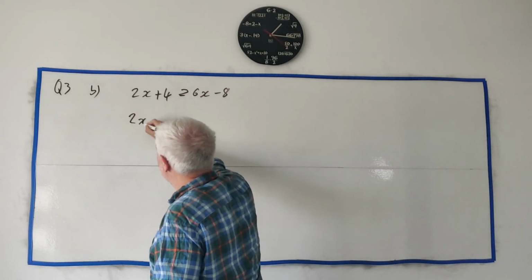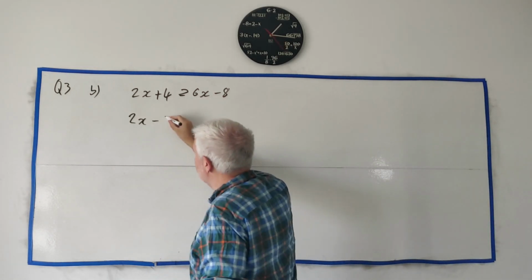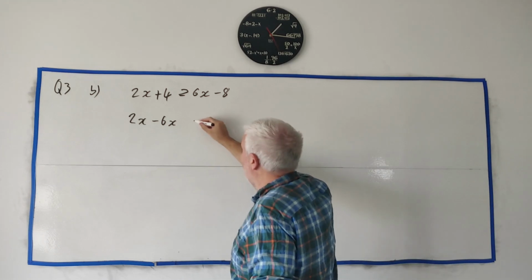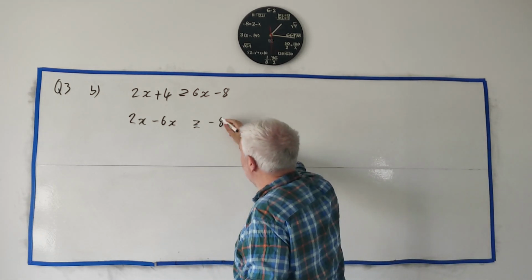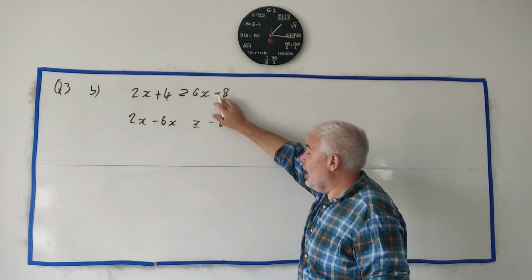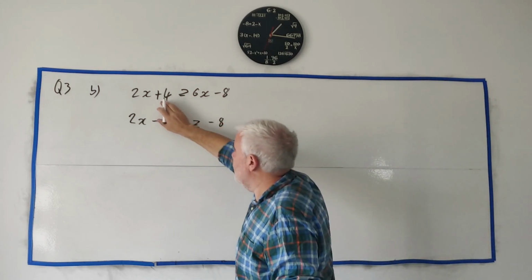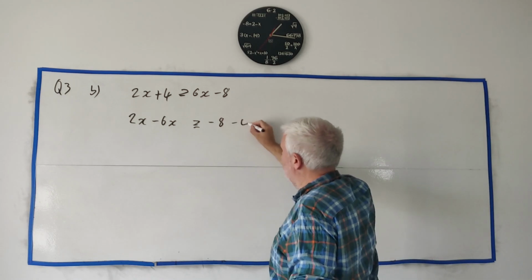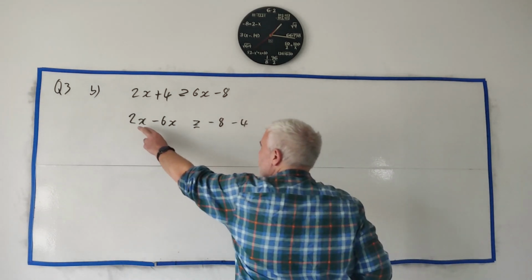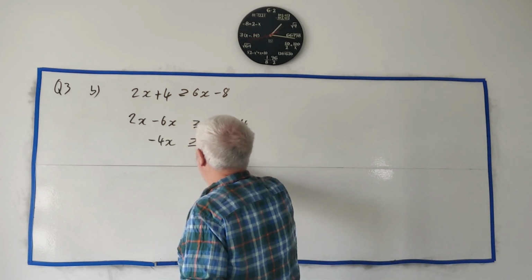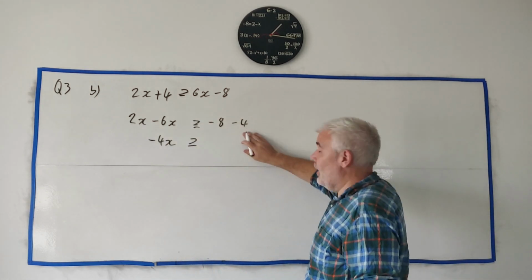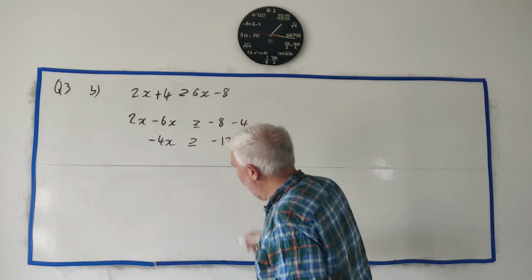So that's 2x stays there, this 6x becomes a minus 6x. We'll leave the inequality here. The minus 8 will stay where it is, it's not 8, it's minus 8. And this 4, that plus 4 becomes a minus 4 when it comes over. Okay, clean this up. 2x minus 6x is minus 4x, bigger than or equal to minus 8 minus another 4 is minus 12.